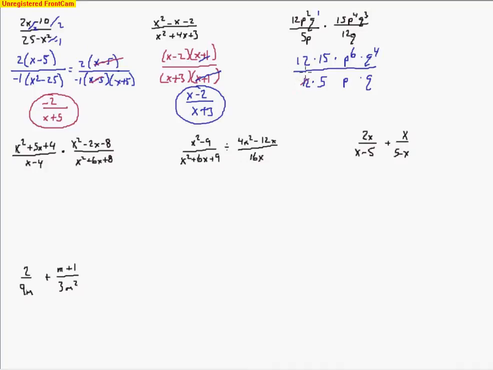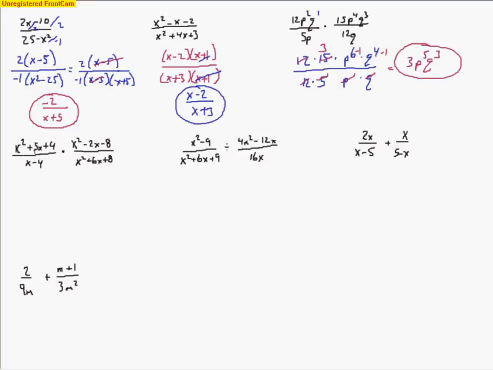Well, the 12s cancel out. 5 goes into 15 3 times. The 3's on top. This 1p will take away 1 on top. This 1q will take away 1 from the top as well. So we're left with a 3p to the 5th, q to the 3rd power, all on top of the fraction.